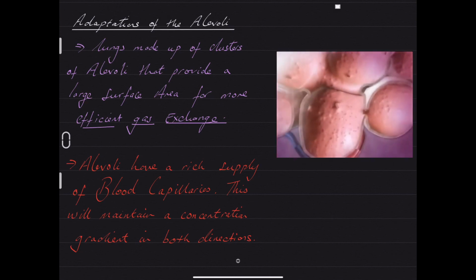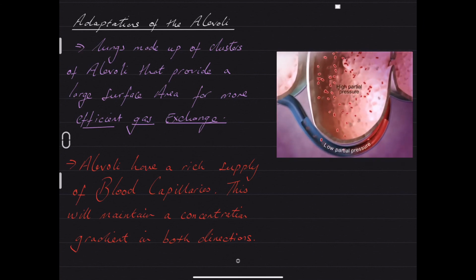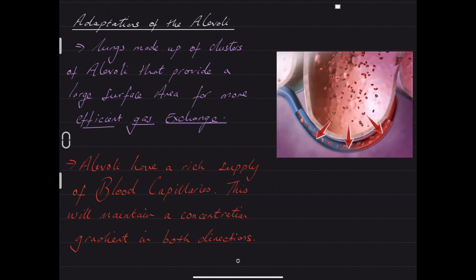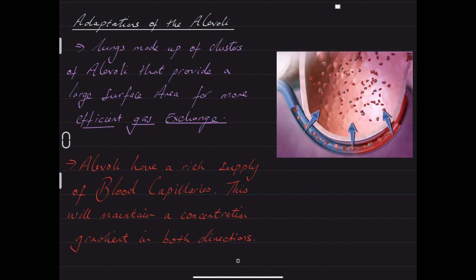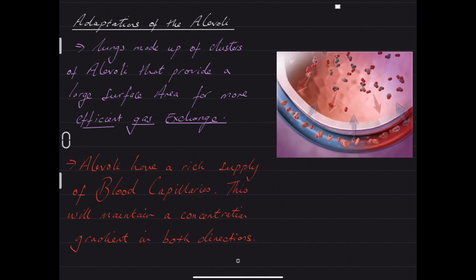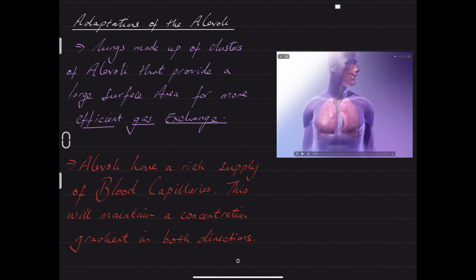Now, having a rich supply of blood capillaries with the alveoli will ensure that the concentration gradient is maintained in both directions of the gas exchange. So can you just take down these 2 points in terms of adaptations? We're going to look at a number of adaptations. So the first two adaptations are here.